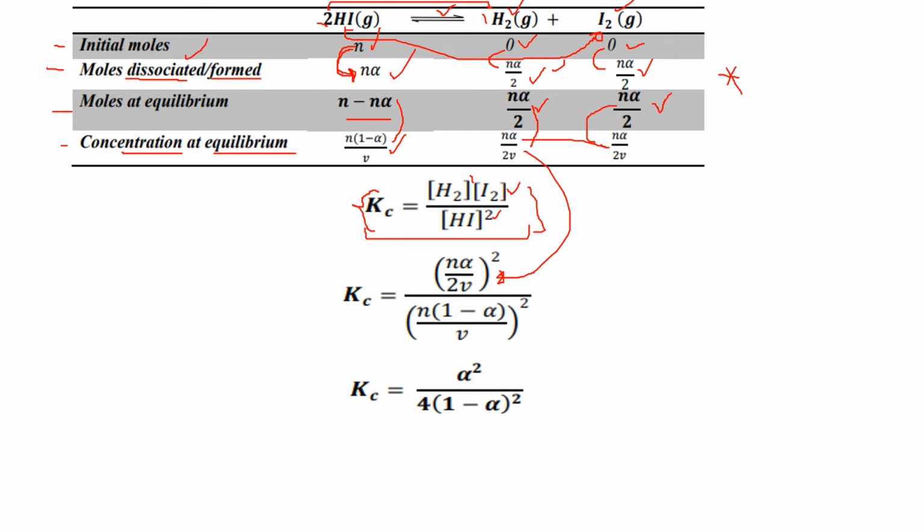Now the N into 1 minus alpha came by factorizing out the value of N. If you look up in your table, if you factorize out N, you're going to remain with 1 minus alpha. So you end up with this in your formula. And trying to simplify, the V's are going to cancel each other. If you open brackets and simplify, you're going to end up with this as the expression that you're going to be using to determine the value of Kc whenever you are asked a question about dissociation of hydrogen iodide. So you have to pay extreme attention to that.